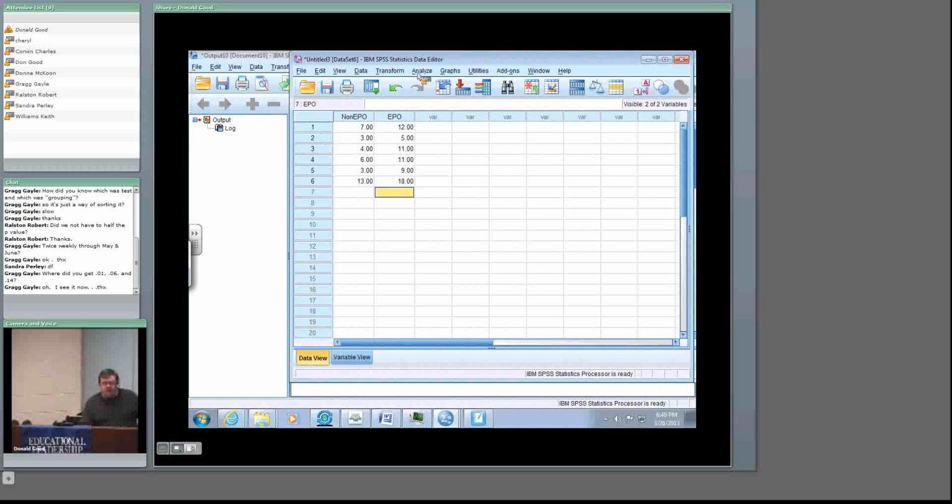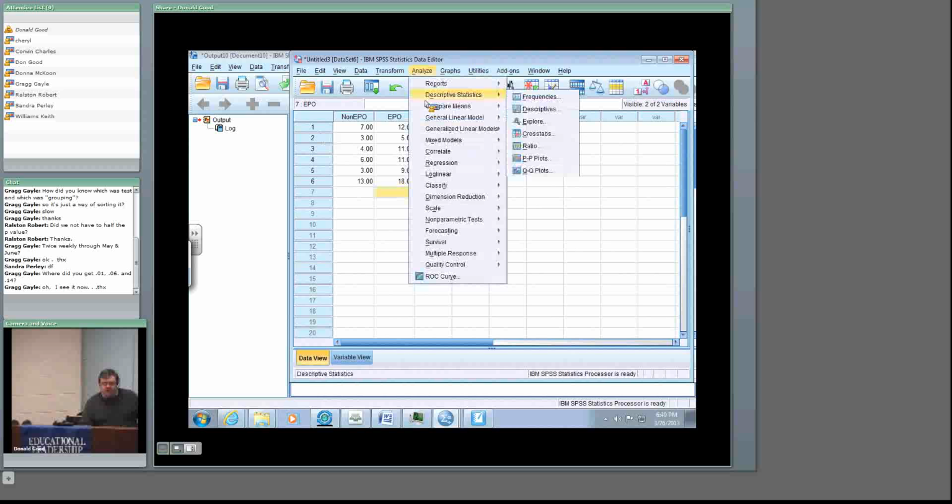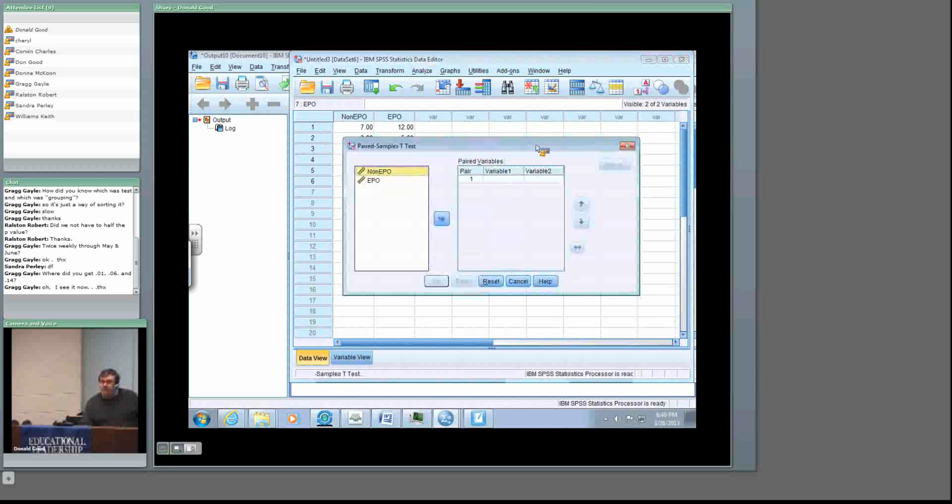So I'm going to go to Analyze. We're going to compare means, and now what do? I bet you know this one. This is a paired samples t-test. Now the box looks a little different. I have only 2 variables. They're paired together, so I'm just going to double click on one.